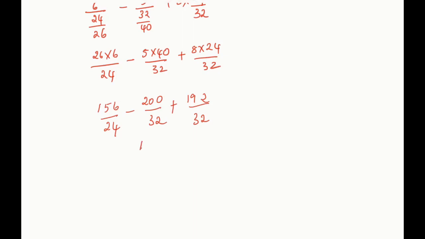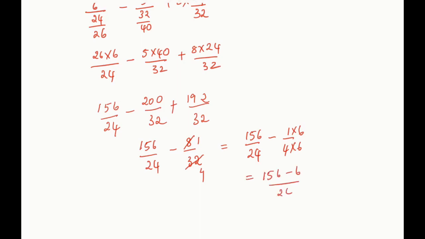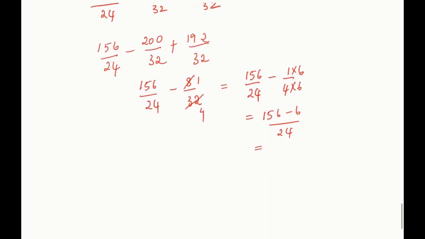So you have 156 by 24. This one, minus 200 plus 192, will give you minus 8. Minus 8 by 32. So 8 4s are 32, right? So you are getting 156 by 24 minus 1 by 4. So with what should I multiply? To 6 into 6. So you will get 156 minus 6 by 24, which is equal to 150 by 24. 150 by 24 divided.